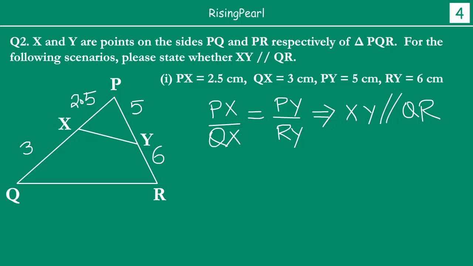So this is a theorem that we have learned in great detail, in webisode 6 and webisode 7, right? So all we have to do now is find out these ratios, because all the four sides are given. So let's do this. PX by QX, let's first find out this value. PX by QX is equal to 2.5 divided by 3. And then similarly we have to find out this value, PY divided by RY, and we have 5 by 6.